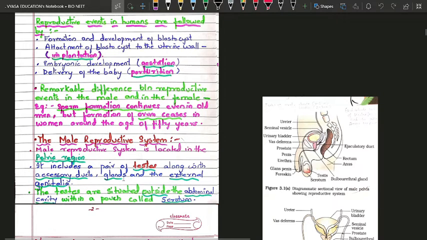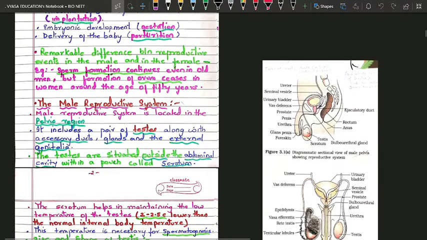It includes a pair of testes, along with the accessory ducts, glands and external genitalia. Accessory ducts are there, and ducts are tube-like. Then accessory glands are present. You can see in this picture the bulbourethral gland and seminal vesicles. These are all the glands, and the external genitalia.